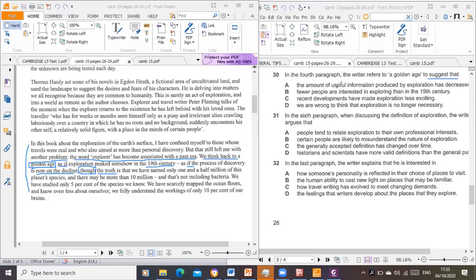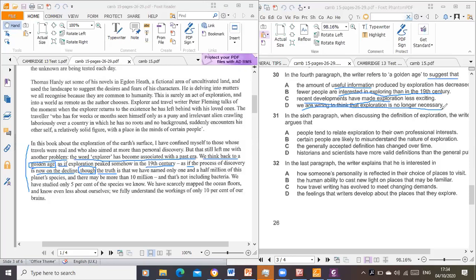The amount of useful information produced by exploration has decreased. Now, it talked about as if exploration peaked and it has been on decline since then. That's what the golden age was referring to. Fewer people are interested in exploring than in the 19th century. Recent developments have made exploration less exciting. We are wrong to think that exploration is no longer necessary. So this is quite dicey.